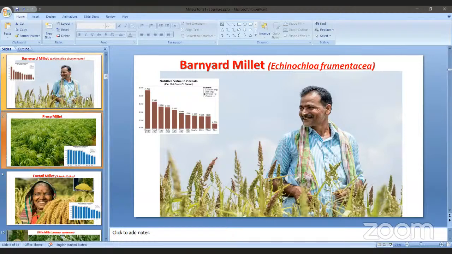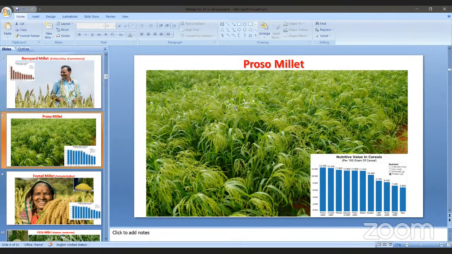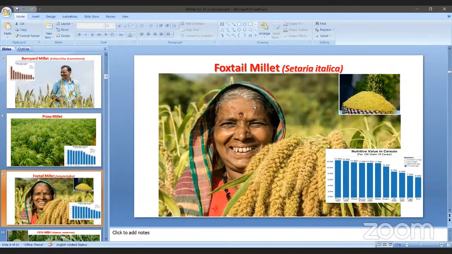Next is barnyard millet. This is also very good, like proso millet. You can grow it here, and it is also very good as a fodder crop. This is foxtail millet, which is nutritious compared to other foods. It is also an excellent food in our India. It is mainly grown in Chhattisgarh, Karnataka, and some of Andhra Pradesh. It is also major in dryland states, and it can give the topmost yield.